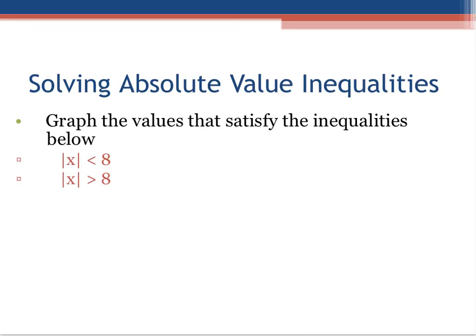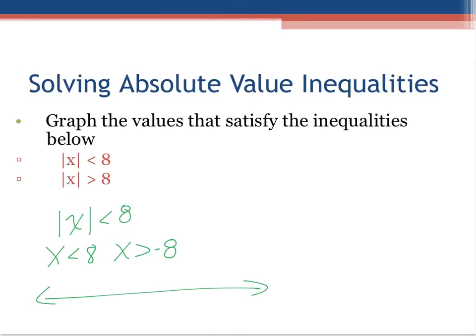This does not yet need to be added to your notes, so please take a look at this as I do it. We're going to graph the values that satisfy the below inequalities. So the absolute value of x is less than 8. Well, that means that x is going to be less than 8 and x is going to be greater than negative 8. So in graphing that, we're going to take 8 and negative 8, and notice that x is larger than negative 8, but it's smaller than 8. So it's in between them.